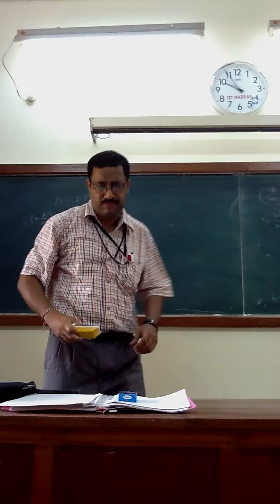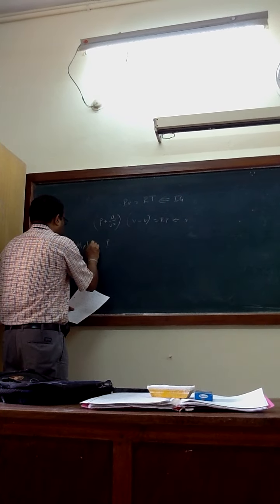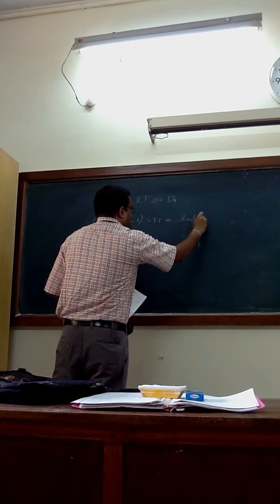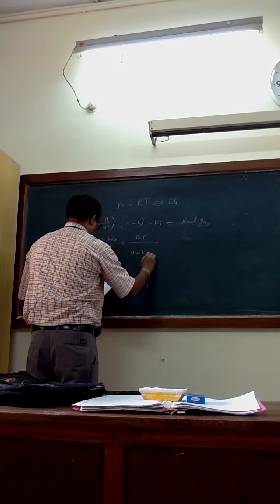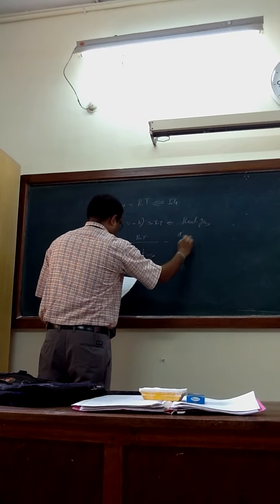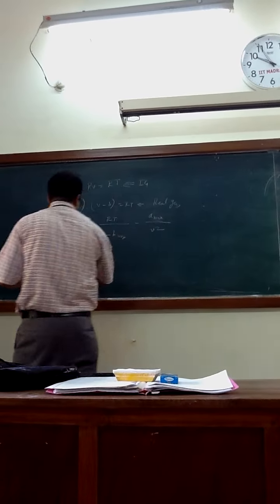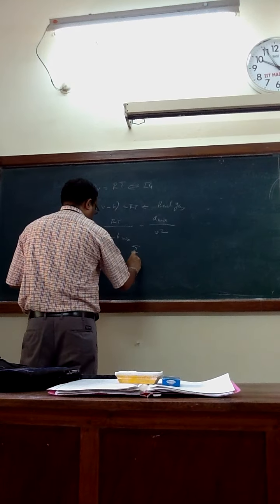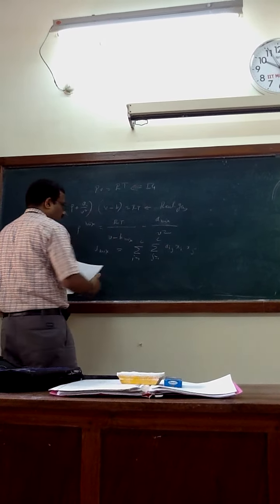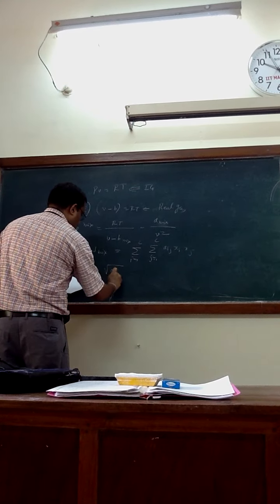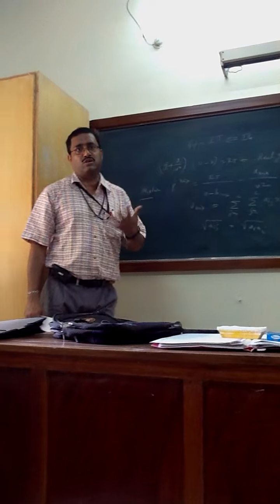What will happen for the IGM? So for a mixture, let me talk about the mixture first. This is not for the ideal gas, this is for the real gas. Sorry. So P mix equals RT by (V minus b mix) minus a mix by V squared. And what is a mix? a mix equals the summation i equals 1 to C, j equals 1 to C, a_ij x_i x_j, where x are mole fractions, and a_ij is generally obtained from the Van der Waals constants of the pure substances, which are given.